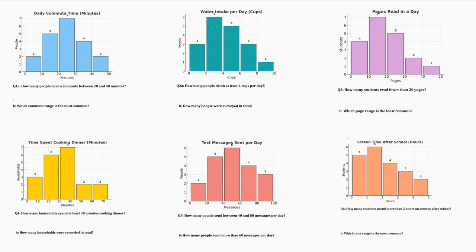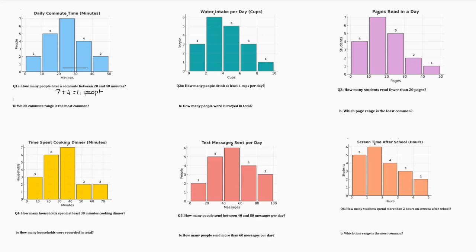So for example, we see our bars. These bars represent minutes and people. So minutes is at the bottom and people is at the side. The question states how many people have a commute between 20 and 40 minutes. So let's look along the bottom, our minutes line. We can see that anything between 20 and 40 minutes is here. So let's go up and we have 7 people plus 4, which simply gives us 11 people. Now that is the answer.